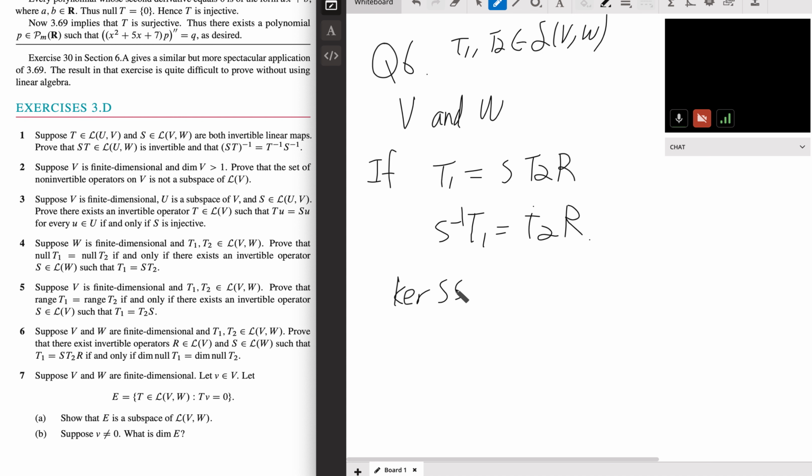So the kernel of S inverse T1 is the same as the kernel of T2R. But since S and R are invertible linear operators, these have kernel of dimension 0. So does this R; it also has kernel dimension 0.